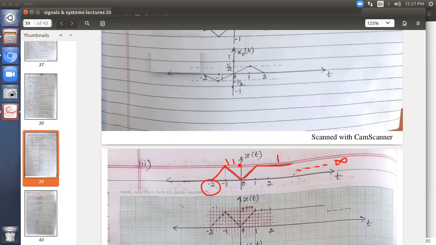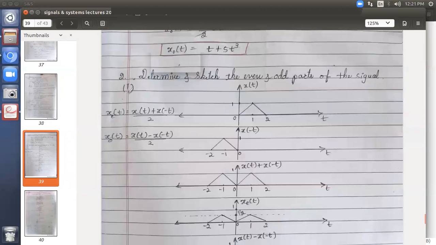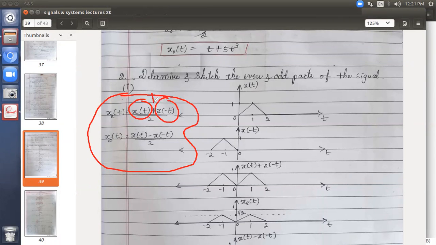For this given signal, we need to find the even and odd parts. So how do we go about even and odd parts? I have told you already. We need to follow these two equations. Take the original signal, take its reflection, add both and divide the amplitude by 2 for even. Then take the original signal, take its reflection, subtract both the signals, and divide the amplitude by 2 for odd signals. So we will follow the same procedure even for this.